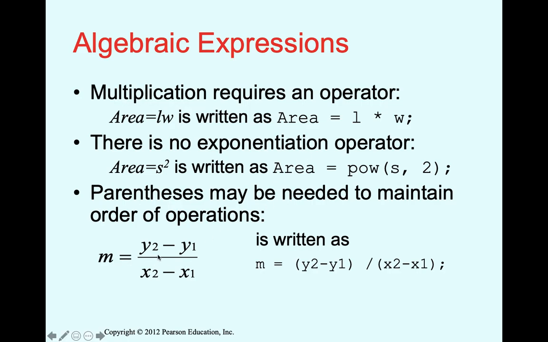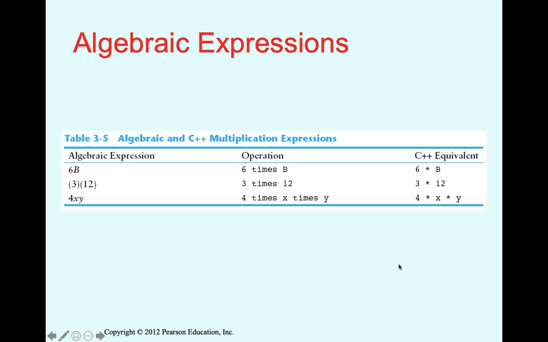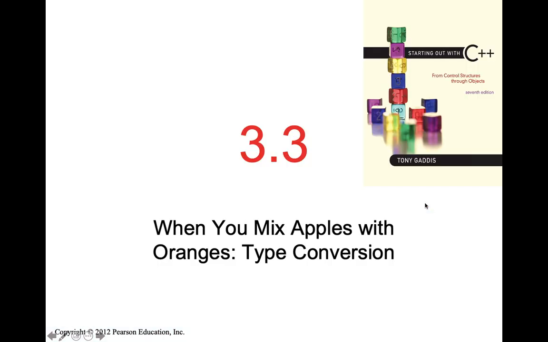Sometimes if you want to rewrite this as an equation or assignment statement, you need to use parentheses because you need to compute (y2 minus y1) divided by (x2 minus x1). So for example, 6b, we will write it as 6 multiplied by b. 3 multiplied by 12, we will not write it like this. Like this, it's accepted mathematically, but in code, you have to write it like this. Same thing here. For xy, you need to write 4 multiplied by x multiplied by y.